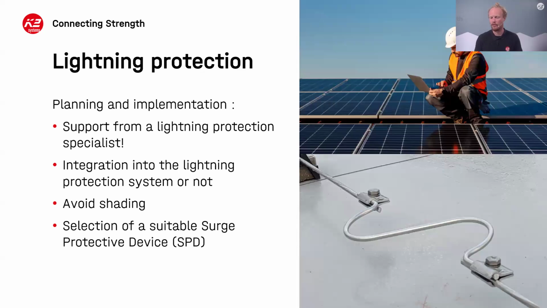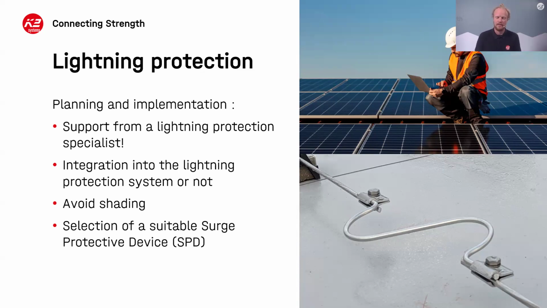And some of this will include things like, will the PV system be integrated into the lightning protection or not? They'll be able to help you with the spacing between the PV system and the lightning protection. They also will have an idea of what sort of surge protective devices are necessary, and should be able to provide most of the information about that.